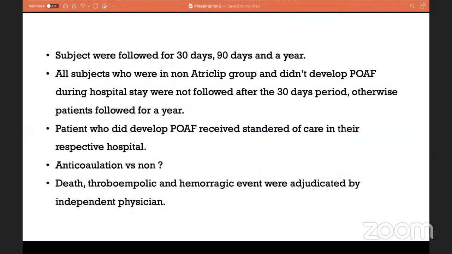So all subjects were followed for 30 days, 90 days, and a year. But all subjects in the non-atrial clip group who did not develop post-operative atrial fibrillation during the hospital stay, which is what they want to study, were not followed after the 30-day period. Otherwise, patients would be followed for a year. Patients who did develop post-operative atrial fibrillation received standard of care in their respective hospital. Anticoagulation versus none, as I mentioned, was up to their primary physician. Death, thromboembolic, and hemorrhagic events were adjudicated by an independent physician.